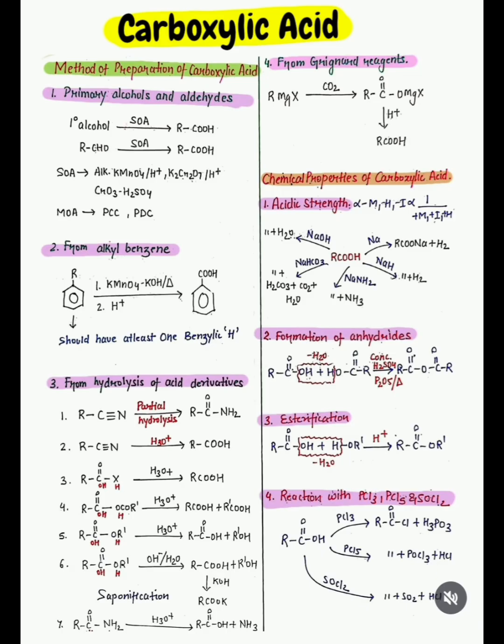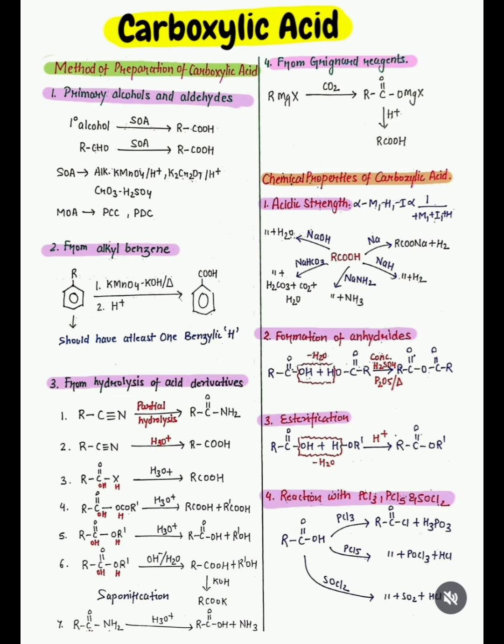When amide undergoes hydrolysis, it gives ammonia gas along with carboxylic acid as a major product. The last method for the preparation of carboxylic acid is from dry ice. When any Grignard reagent, that is alkyl magnesium halide, reacts with dry ice, that is solid CO2, it first gives an intermediate, that is RCOO minus MgX, followed by hydrolysis to give carboxylic acid along with the magnesium complex. So these are the various methods for the preparation of carboxylic acids.